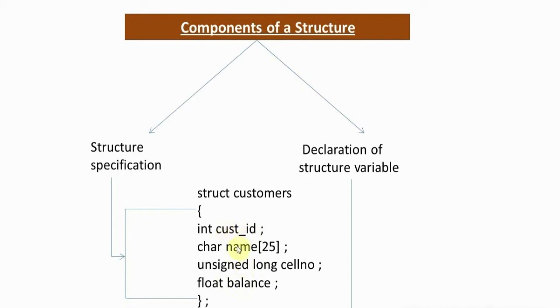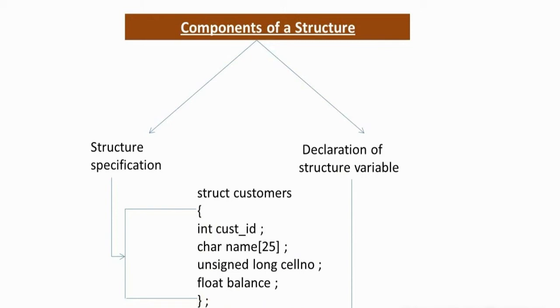For example, customer ID, name, cell number, balance, etc. But a very important point here: when we declare these structure members, it does not allocate even a single byte in the memory. The space is reserved when the second component, that is, declaration of the structure variable, takes place. After the semicolon, that is, after the finishing of the structure specification, we are supposed to declare the structure variable.